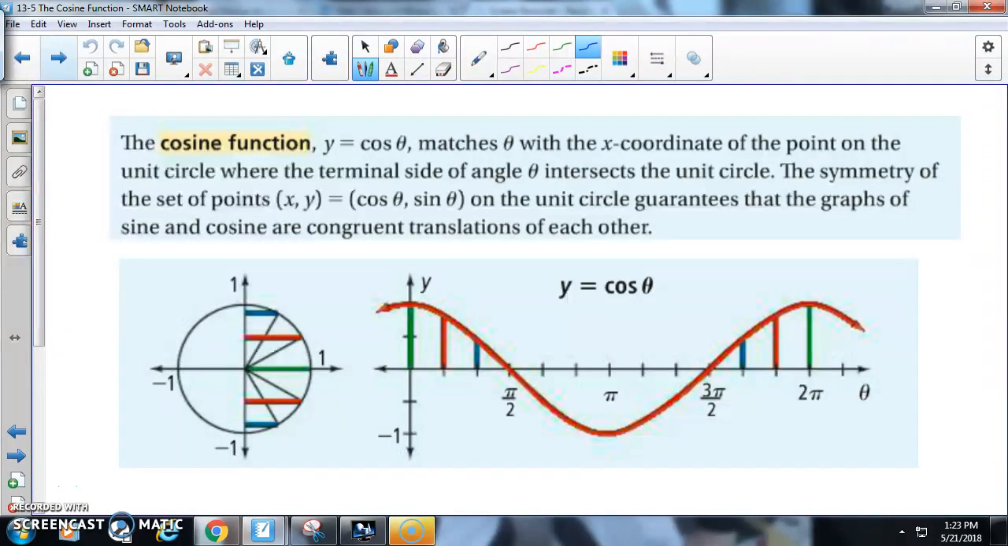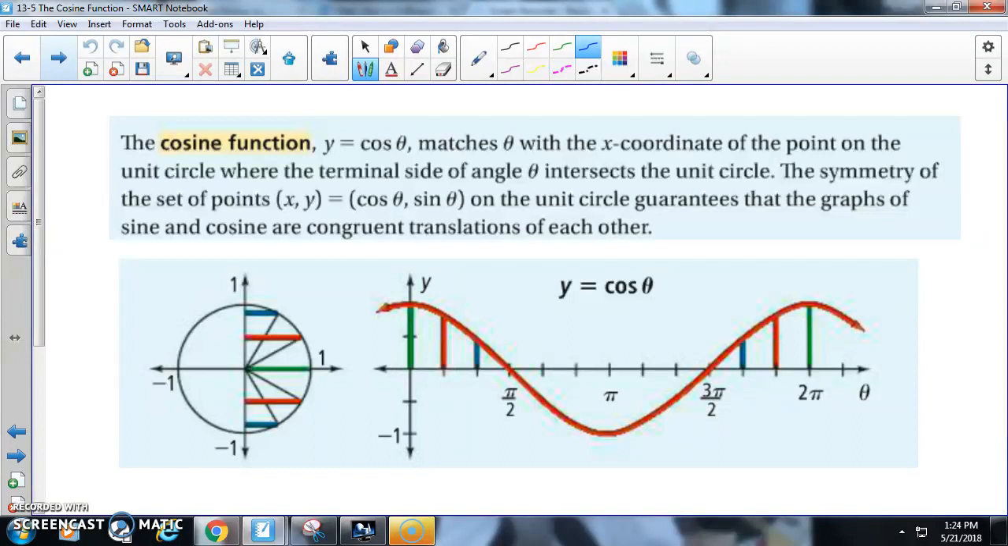So here are our cosine values, and this is like the spaghetti, but now instead of measuring our y component, we would be measuring our x component. The cosine function y is equal to cosine of theta matches theta with the x coordinate of the point on the unit circle where the terminal side of the angle theta intersects the unit circle.